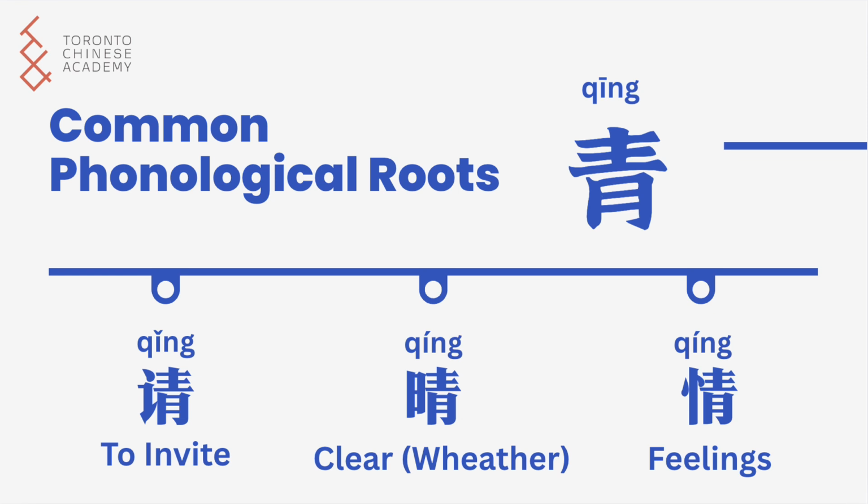Here we have a different example. This common phonological root being 亲 with 第一声. Below, the first character on the left is pronounced 请 with 第三声, which means to invite. The middle character being pronounced 晴 with 第二声, which means clear weather. Lastly, on the right, the character is also pronounced 情 with 第二声, which means feelings. Once again, keep in mind that all these characters have a similar pronunciation, but they all have different tones.